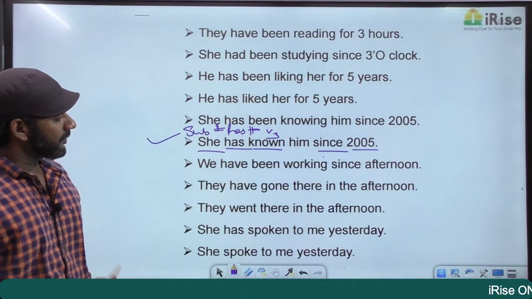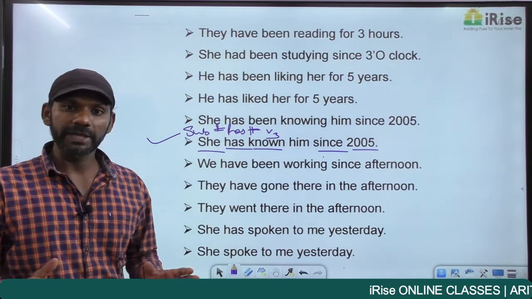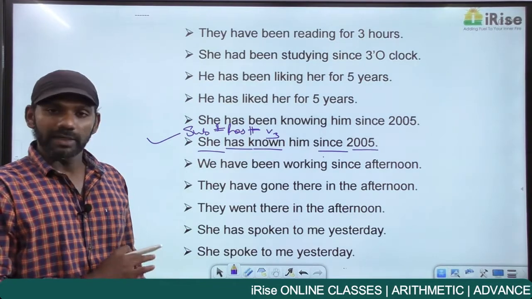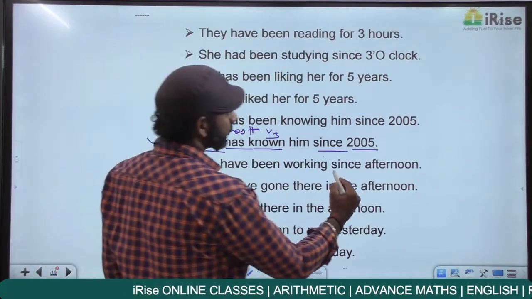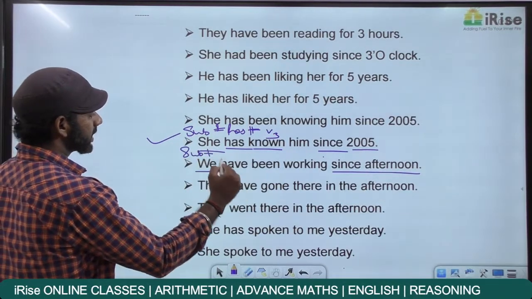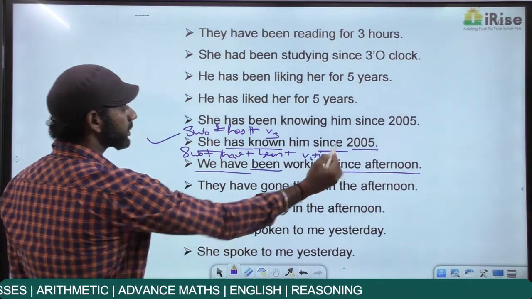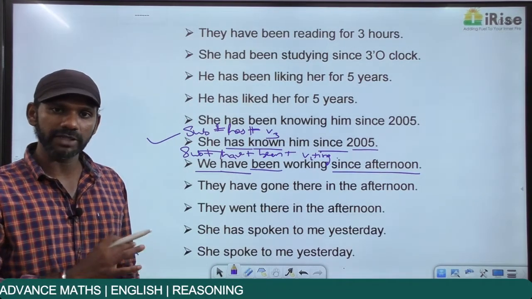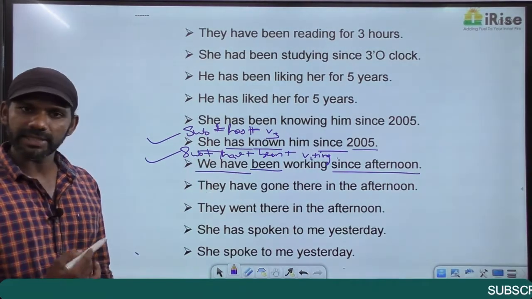Come to the next one. We have been working since afternoon. Afternoon is not a duration, not a period of time. Afternoon is a point of time. Morning, night, afternoon, all these refer to a point of time. So "since afternoon" is a correct usage. We have been working. The subject here is we plus have plus been plus working, which is V1 plus ing. Subject plus have plus been plus V1 plus ing is present perfect continuous. Since can appear in present perfect continuous, so this statement is also grammatically correct.